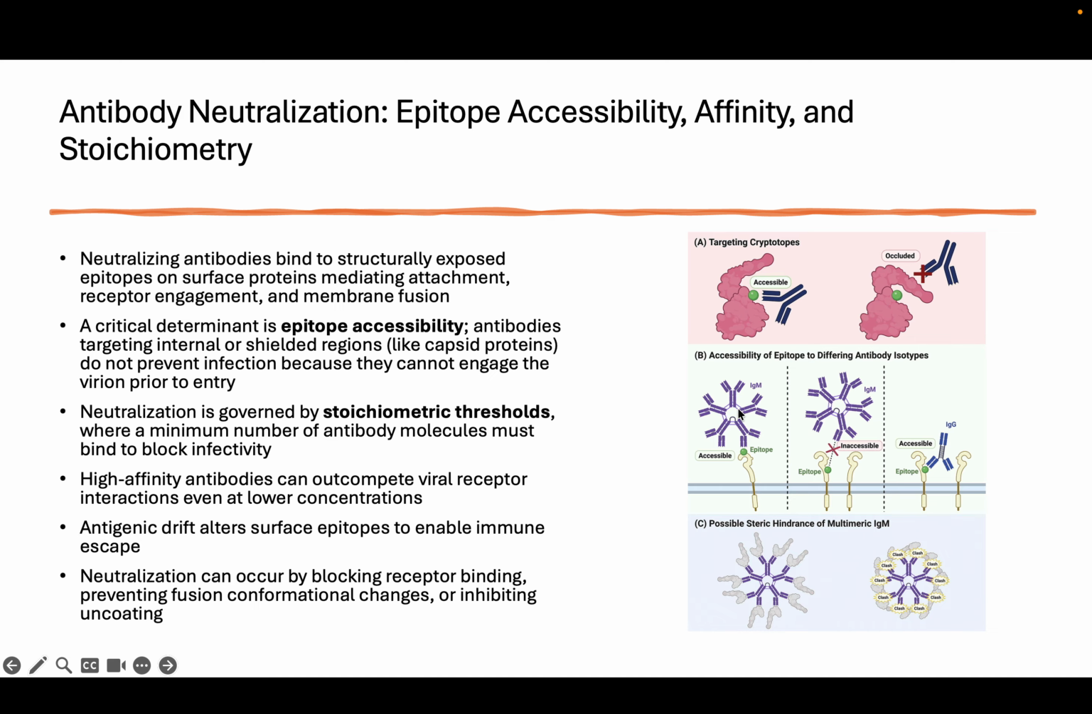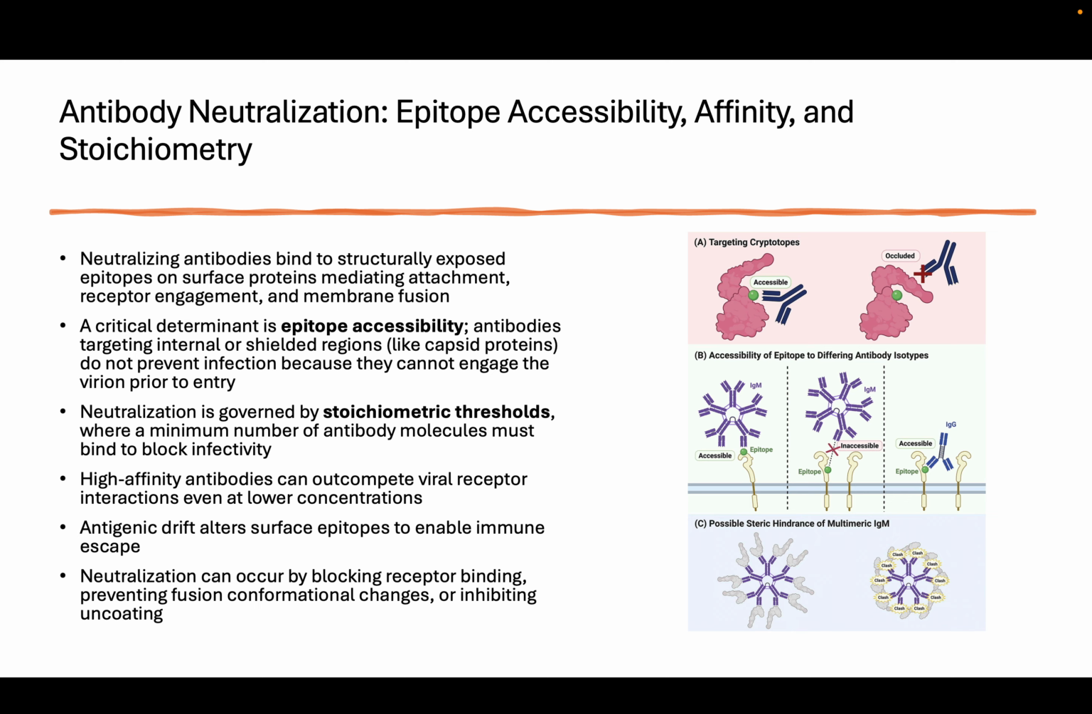But one thing that's also super important is stoichiometric thresholds, meaning that there's a minimum number of antibody molecules that must bind to block infectivity. As we know, viruses bind to host receptors. They do this because of their own viral receptors that are found on the outside, specifically on the capsid. So let's imagine that technically it needs 5 receptors. If 5 receptors bind to the host receptor, that's going to cause it to go inside. But we know that the virus has, let's say, 10 receptors.